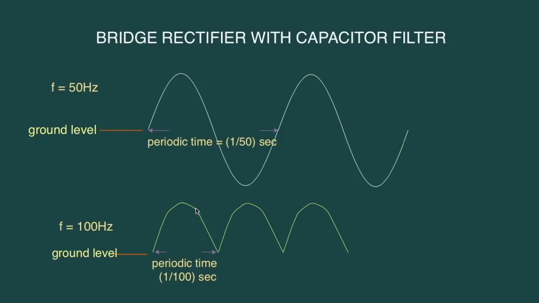Here, the signal which we get during the positive half gets repeated thereafter in every half of the input signal, and thus the periodic time of the output signal is half of that at the input signal. So, the periodic time at the output signal is 1/100 seconds, giving us frequency of the output signal as 100 Hz.